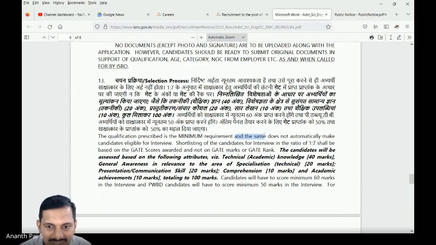See, shortlisting based on GATE scores awarded, not GATE marks or GATE rank. Observe that it is based on GATE scores out of 1,000, not based on GATE marks or GATE rank. Obviously, that's correct. It's all in the interview. Interview based.